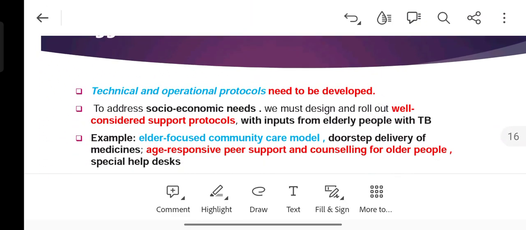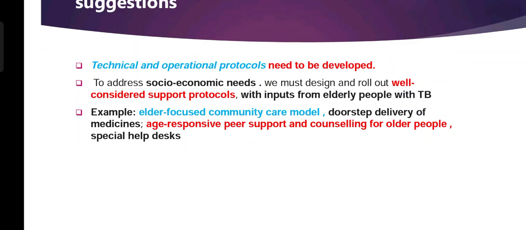Okay, so what are some suggestions? Technical and operational protocols need to be developed, like what is the way of collecting the data, what is the way of collecting the sample. A proper protocol should be developed. Along with that, to address the socio-economic needs, we must design and roll out well-considered support protocols with inputs from elderly people having TB.